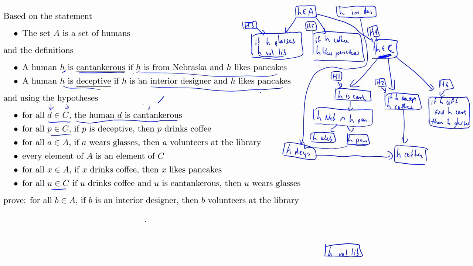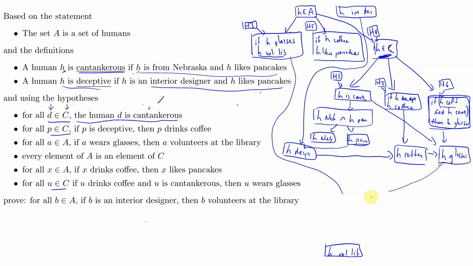Now that we have H drinks coffee, take a look at the requirements to use this implication. We've got the coffee part, we need cantankerous. So these two things, sorry, I'm not putting in all of the little boxes to just get the and statement separately that appears right here. But we got all the pieces, so by modus ponens, we really ought to get that H wears glasses. Right there. And now that we have H wears glasses, what do we do with this? Oh, that's actually back here to this implication. So we have H wears glasses, we get to conclude finally that H volunteers at the library.